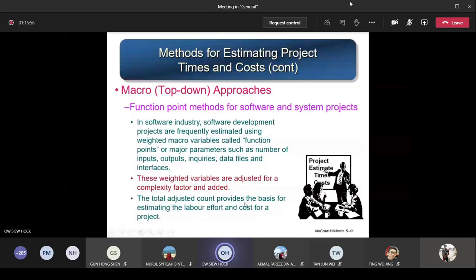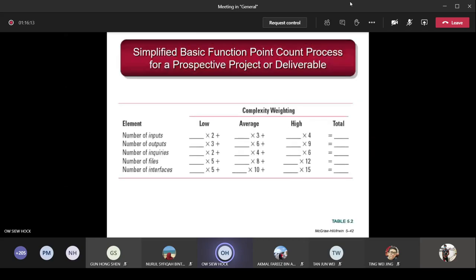So the total adjusted count provides the basis for estimating the labor, effort, and cost for a project. After you get the function point, you calculate how many labor hours, how much effort from the labor you require to complete the software development. Now look at one example here. You can see in this table, these are the elements: the inputs, outputs, inquiries, files, and then the interfaces. These are the five elements here. As just mentioned, you give the complexity weighting, whether it is low complexity, average complexity, high, and so on. So for inputs, if low, you have to multiply by 2 times.